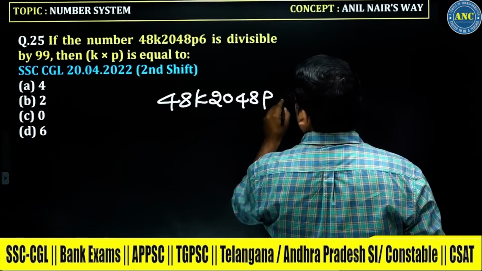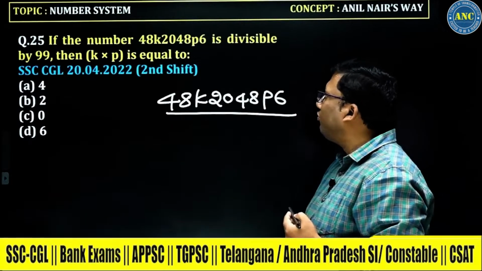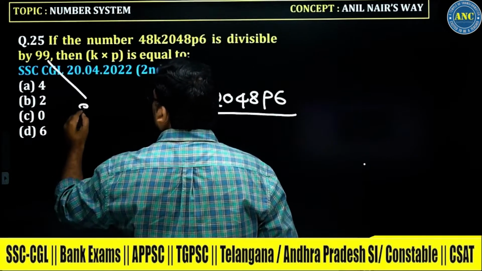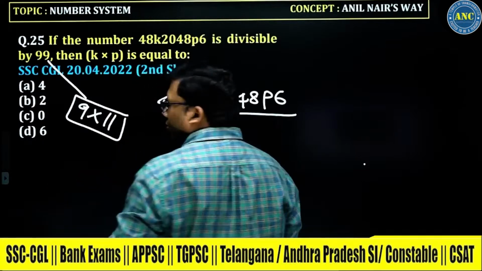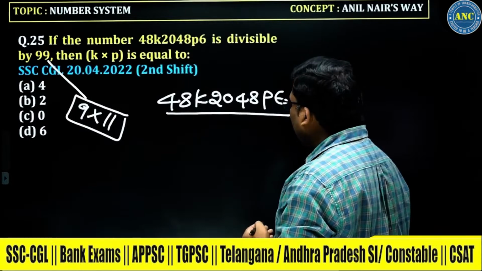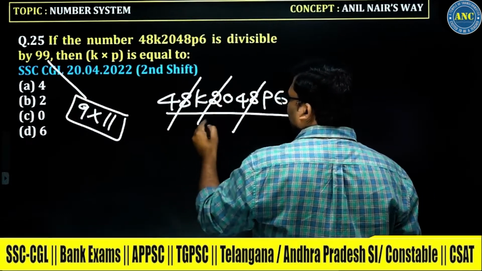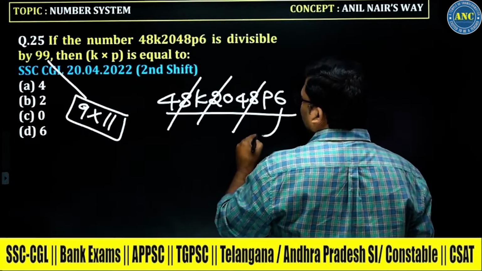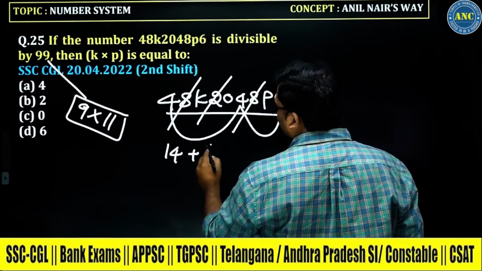48K2048P6 is a number that is given. It is divisible by 99. 99 is a composite number, so it should be divisible by 9 and by 11. For 9, let us delete the digits whose sum is 9: 16 plus 2 is 18, deleted. 6 plus 4 is 10, 10 plus 4 is 14. So 14 plus K plus P.